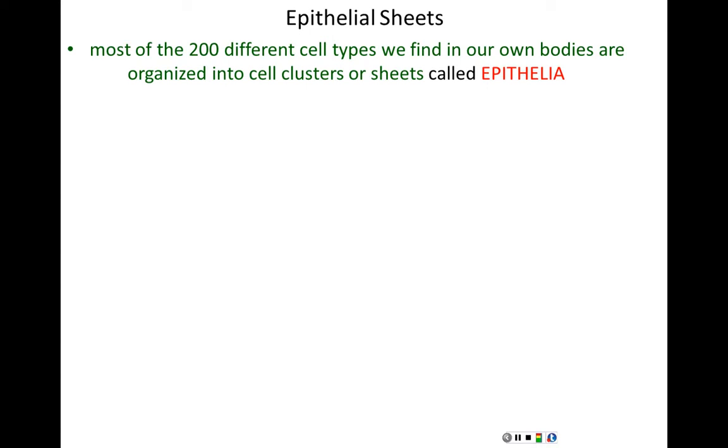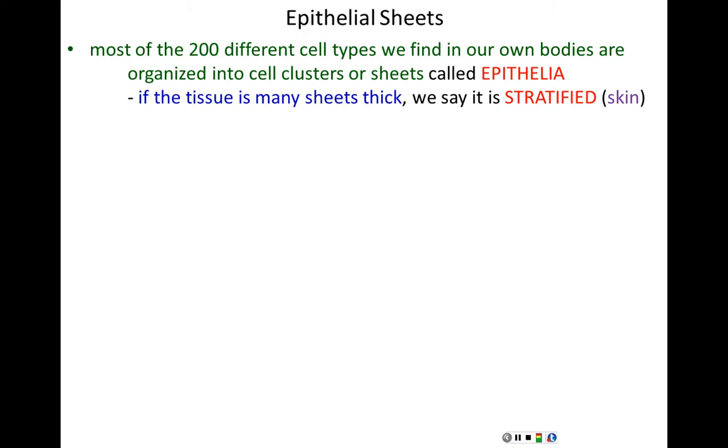multicellular tissues. Most of the 200 different cell types that we find in our body, and that's roughly the number of different cell types we have, are organized into clusters of cells, or more accurately, sheets, that we call epithelia. Epithelia is plural, epithelium is singular. These sheets of cells can be many sheets thick, so you have a thick tissue, and we would call that tissue stratified. Skin is a stratified epithelial structure.